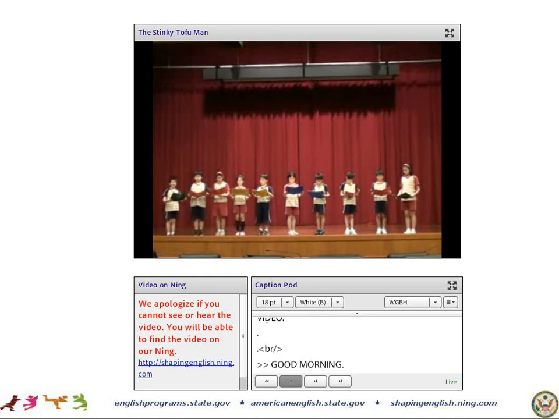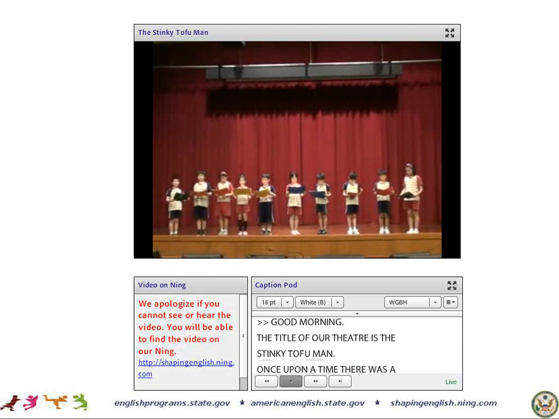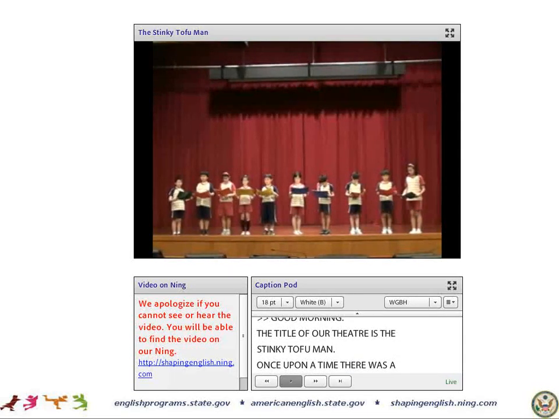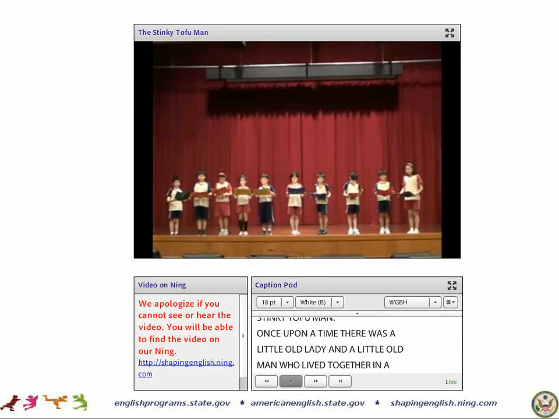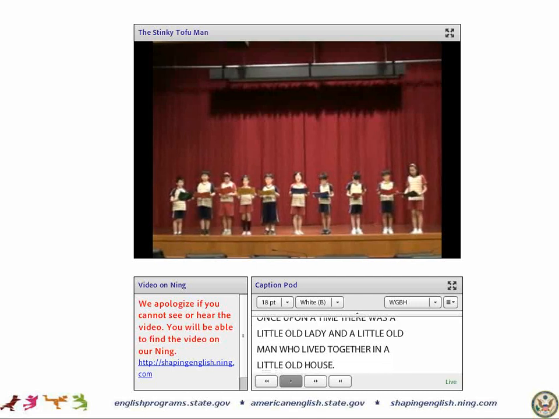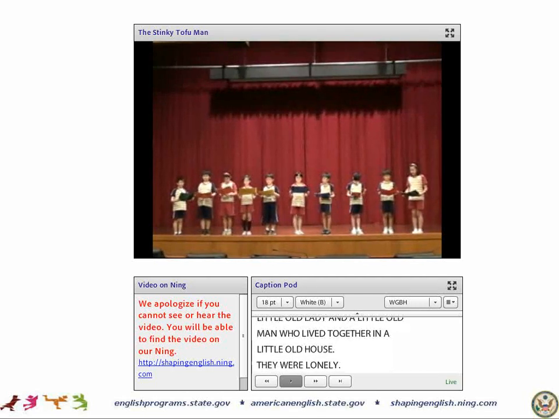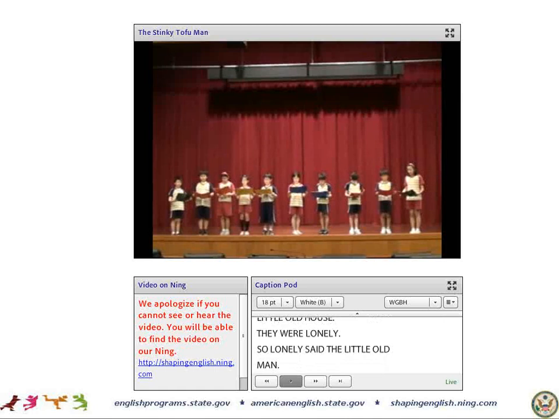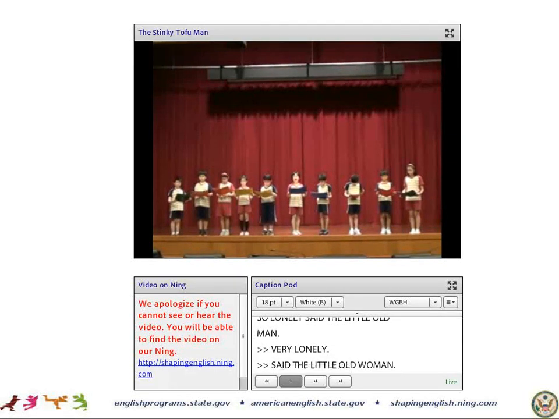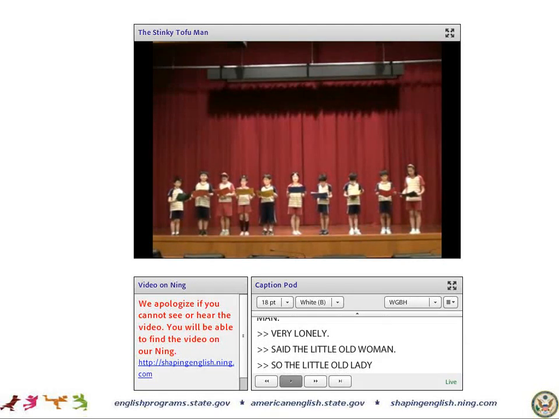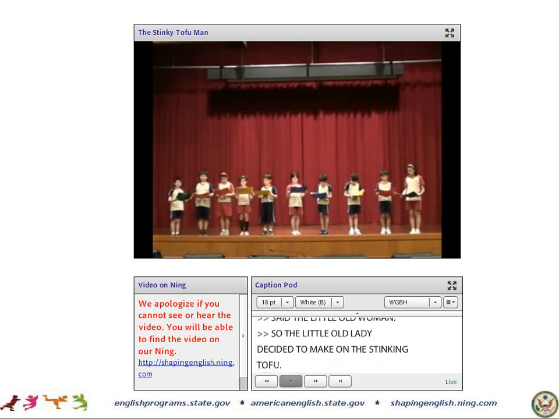Once upon a time, there was a little old lady and a little old man who lived together in a little old house. "They were lonely, so lonely," said the little old man. "Very lonely," said the little old woman. So the little old lady decided to make a man out of stinky tofu. "I'll give me 2 watermelon seeds for ice and noodles for a mouse," said the little old lady, and she put him in the oven to cook.